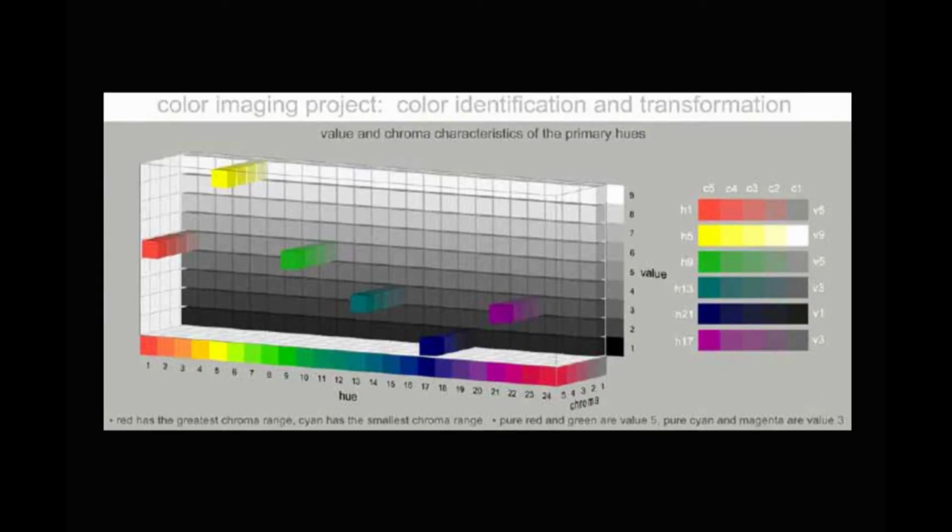A real easy way to think of this is as follows. Value equals top to bottom movement through the matrix, chroma equals a front to back movement through the matrix, and hue refers to or equals the left to right movement through the matrix. The fact that we now have this matrix and have shared it with one another makes it possible for us to do a lot of interesting experimentation.